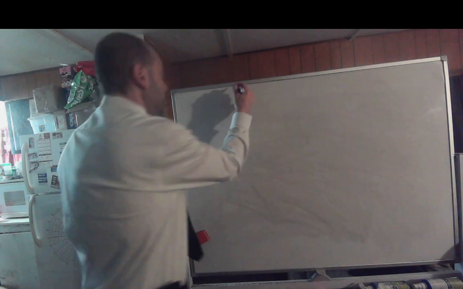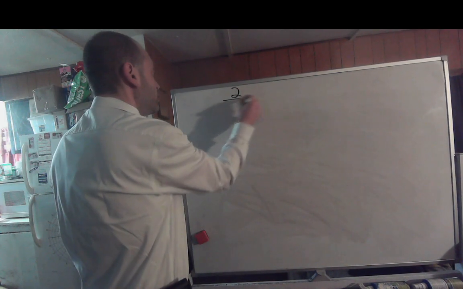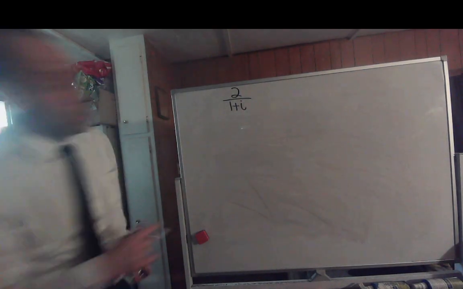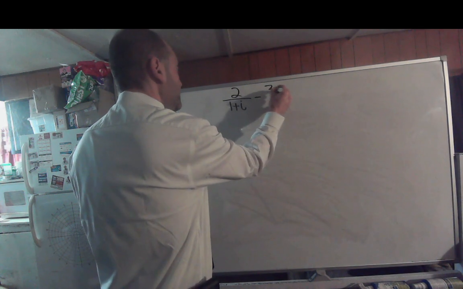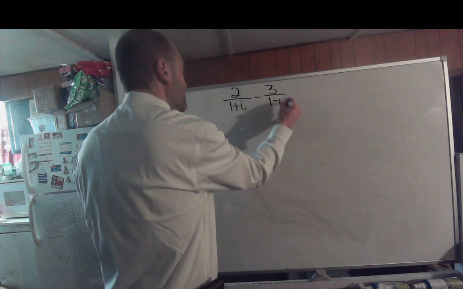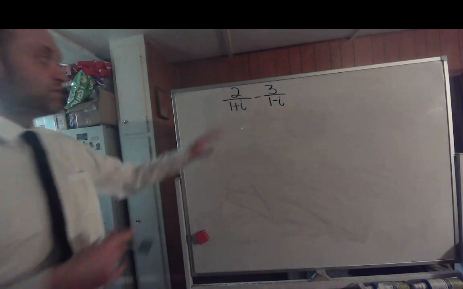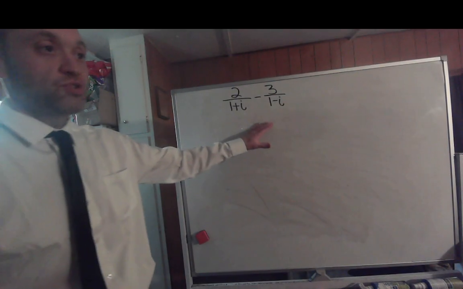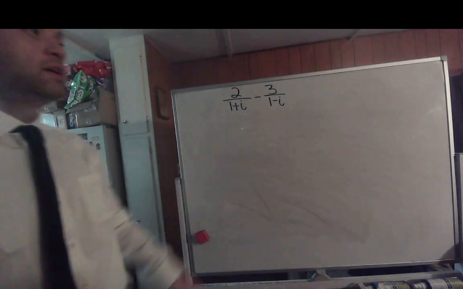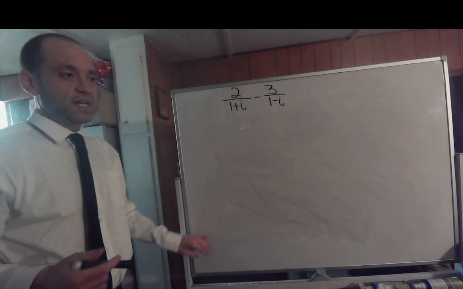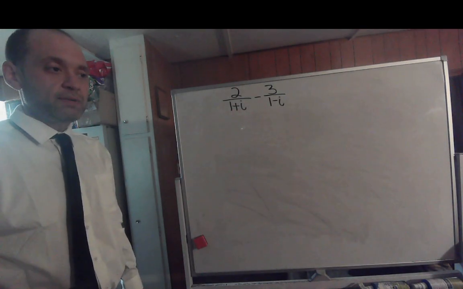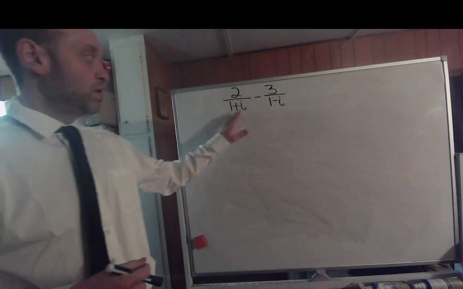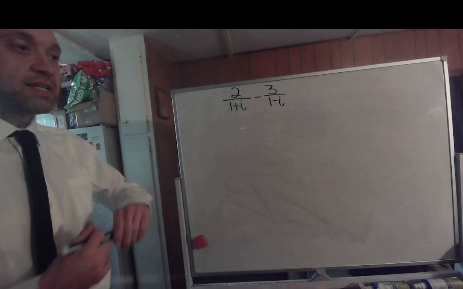So let's say you have something like 2 over 1 plus i minus 3 over 1 minus i. So now we have two fractions, both have imaginary numbers, or complex numbers rather, in the denominator. The end goal is still the same. Let's get a common denominator. So the common denominator, of course, would be 1 plus i times 1 minus i.